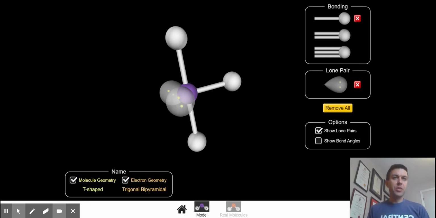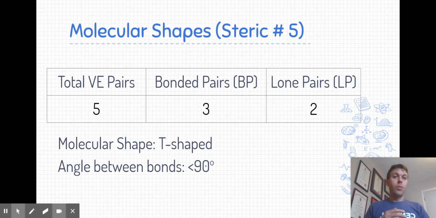Our next shape is going to be one with 2 lone pairs and 5 total pairs of electrons. Note that the 2 lone pairs occupy 2 of the locations in that trigonal planar axes of the 5 electron pair bipyramidal shape. Let's hide those lone pairs. And this shape here forms a T. This is a T-shaped molecule. When the central atom has 3 bonded pairs and 2 lone pairs, we end up with a T-shaped molecule. It's not a perfect T because the angles between the bonds are slightly less than 90 degrees.